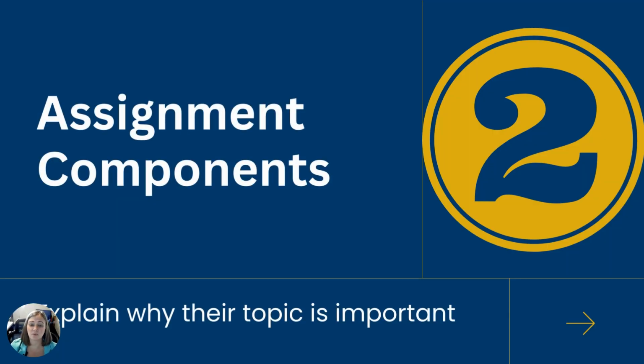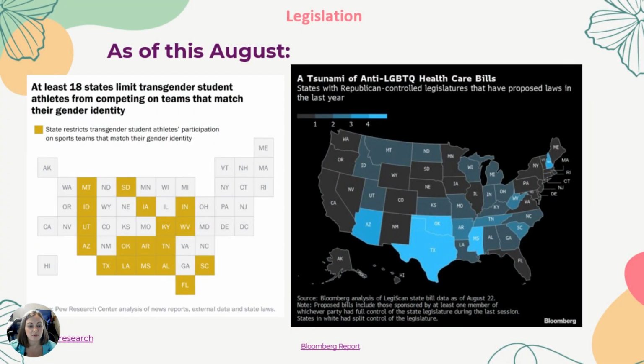Second, students explained why their topic is important. For example, students included relevant prevalence rate statistics for postpartum depression or negative mental health outcomes associated with anti-trans discrimination and bias. So here's an example from the group that did anti-trans discrimination.